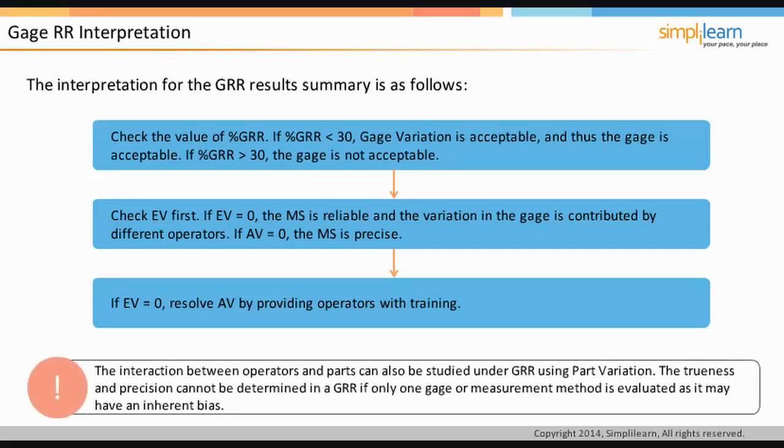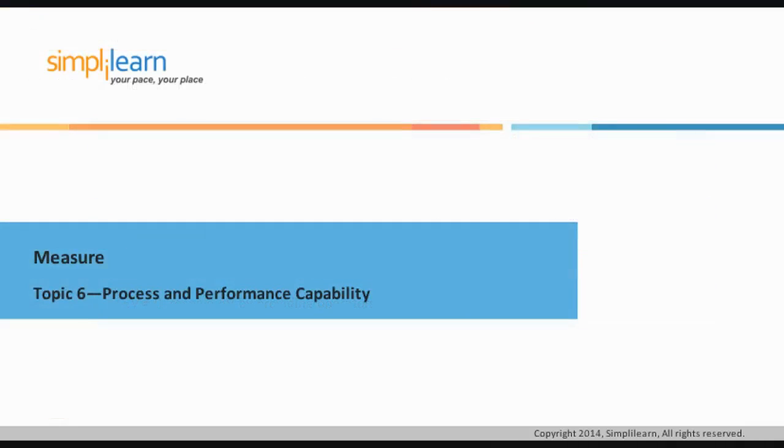The interaction between operators and parts can also be studied under GRR using part variation. The trueness and precision cannot be determined in a GRR if only one gauge or measurement method is evaluated, as it may have an inherent bias that would go undetected merely by varying operators and parts. Let us proceed to the next topic of this lesson in the following screen. In this topic, we will discuss process and performance capability in detail.